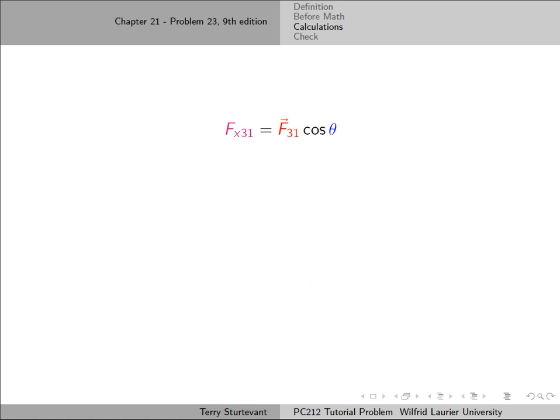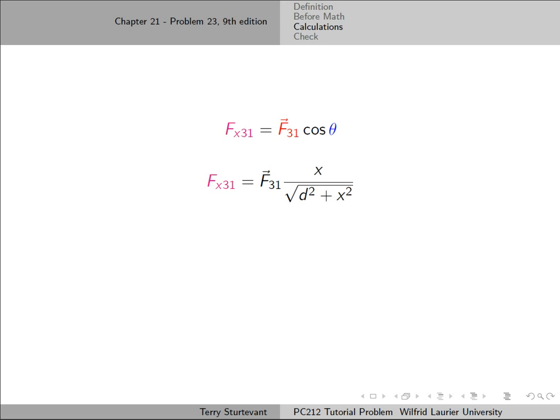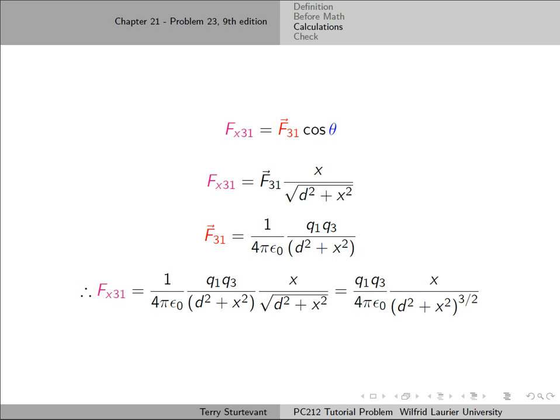So the x component of the force on particle 3 from particle 1 is the magnitude times the cos of that angle. The cos of that angle from the similar triangles is x over the square root of x squared plus d squared. So we can fill in the magnitude of the force from Coulomb's law, and we get the net force in the x direction on particle 3 from particle 1 is this.